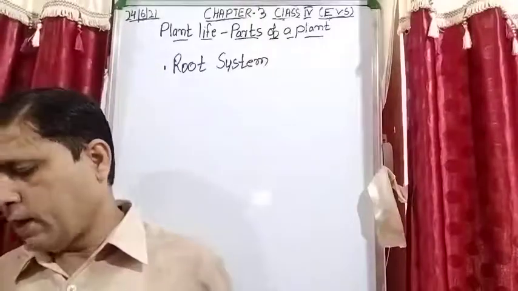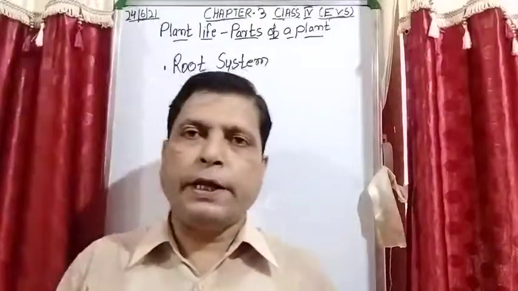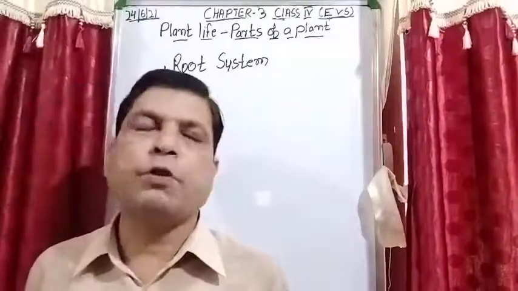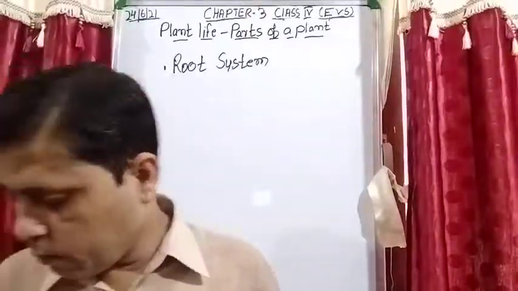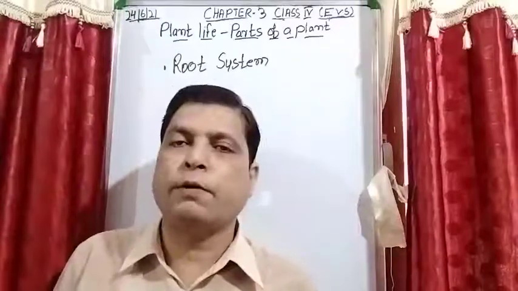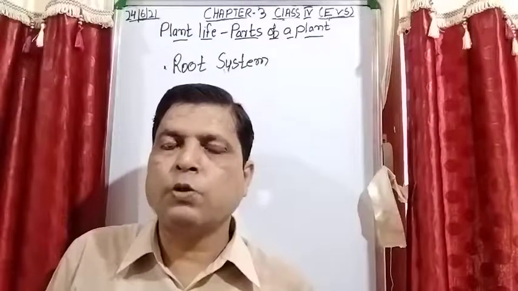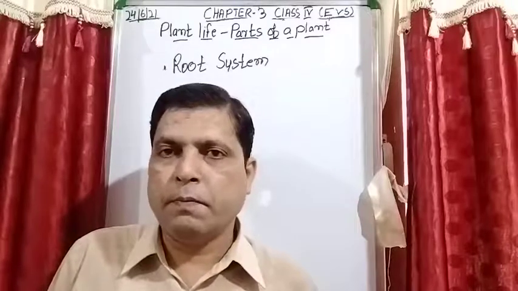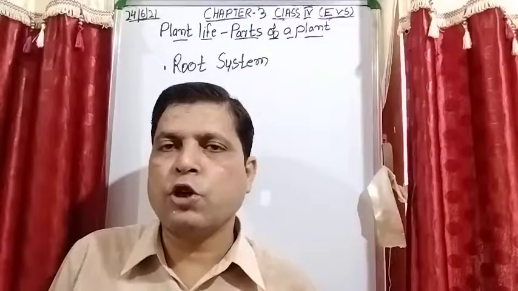Next, stomata. What is stomata? Very tiny pores under the lower surface of a leaf. When the very tiny pores are on the lower surface of the leaf, that is known as stomata. And what is the function of stomata?